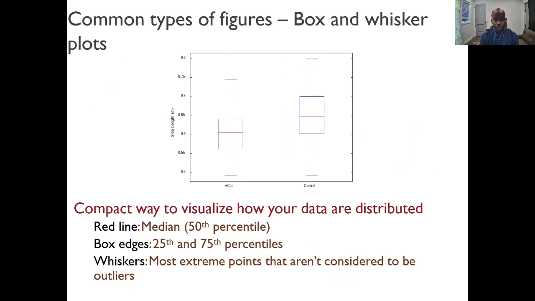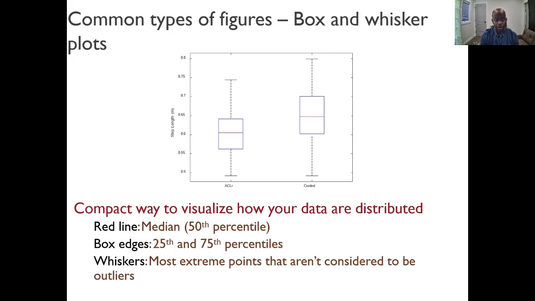Another type of figure that's really useful and very much related to the histogram is what's known as a box plot, or technically a box and whisker plot. So these are compact ways to visualize how your data are distributed.